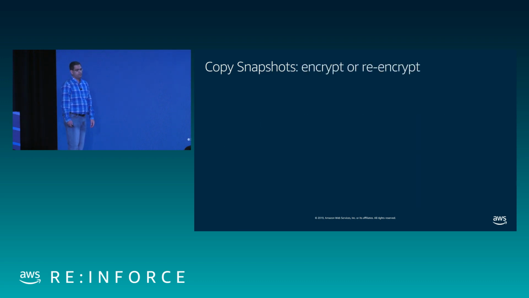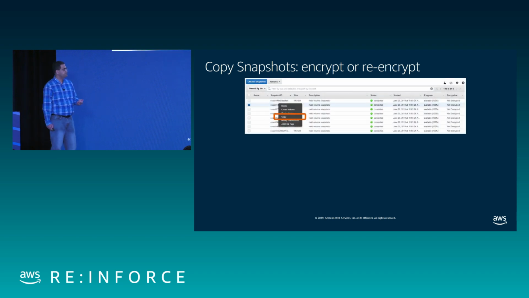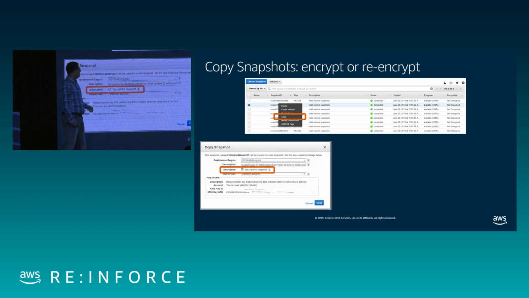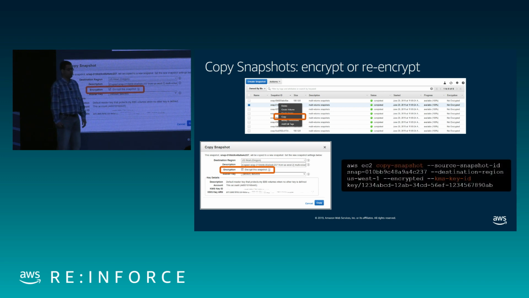Okay. How do you encrypt or re-encrypt a snapshot? So you select the copy button, same menu item as before, and then you get an option that says, go ahead and encrypt my snapshot, right? You get to select the key, you get to select the account, you get to select which key to use for encrypting that snapshot. You also get to select the region. You can do it within the same region as well.